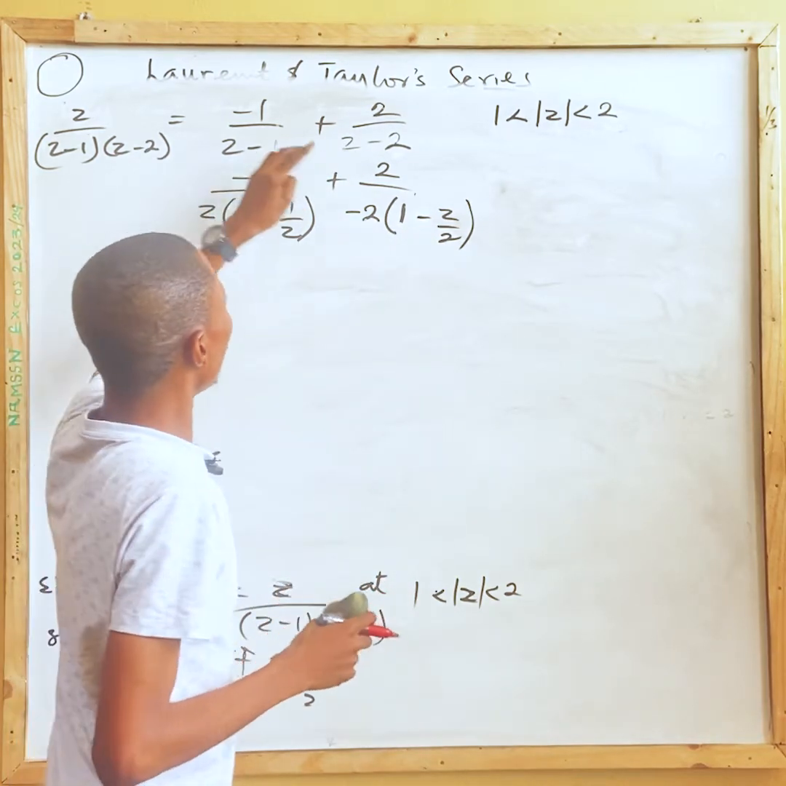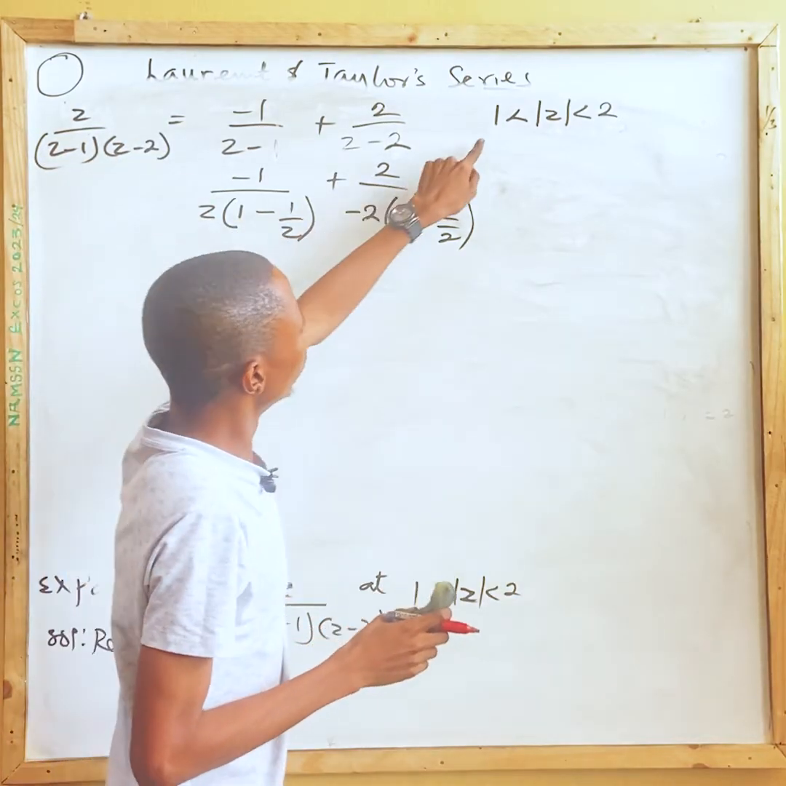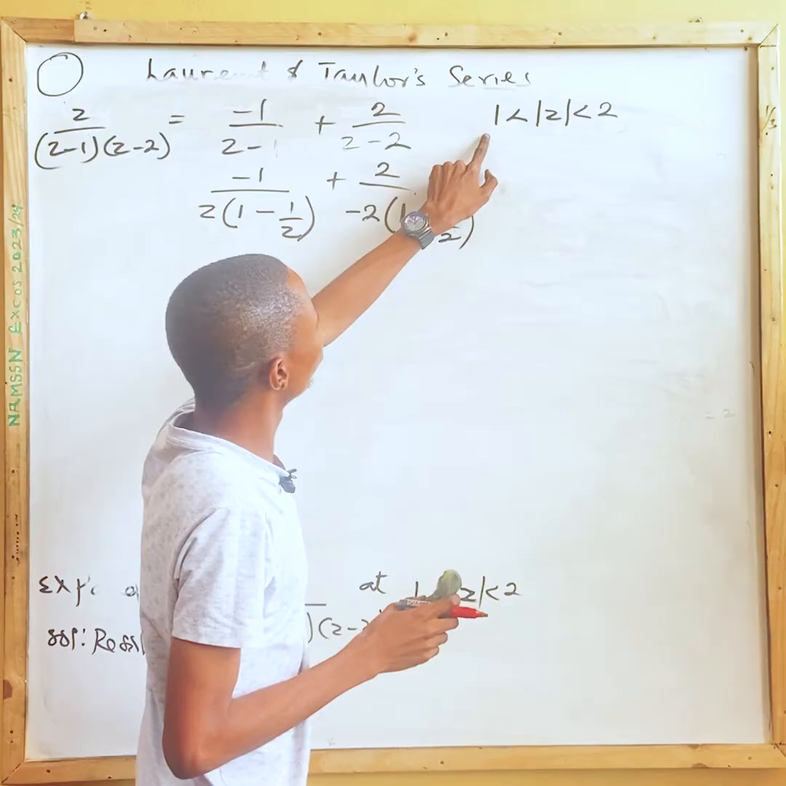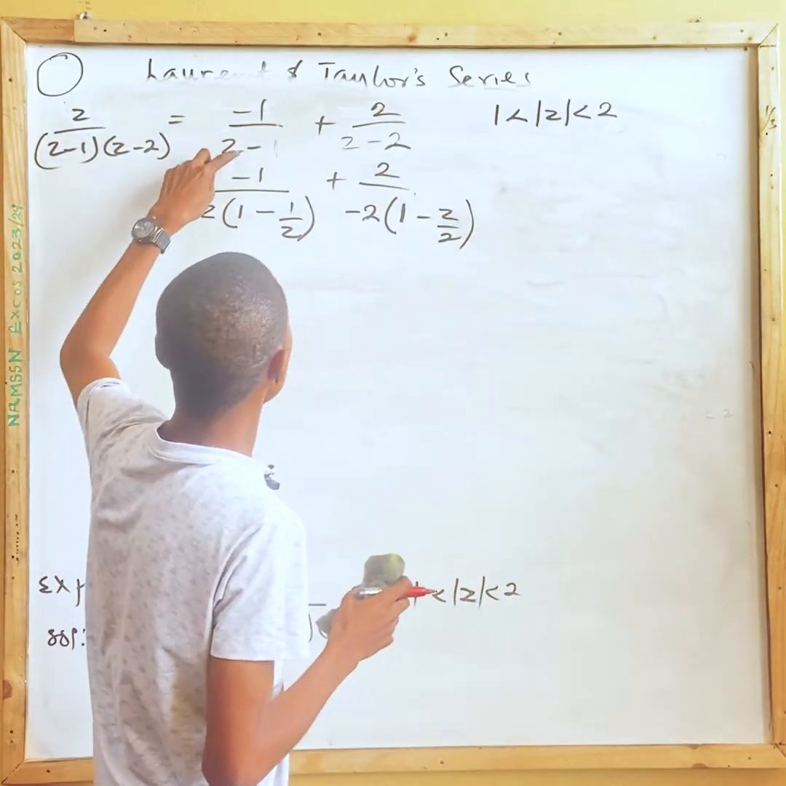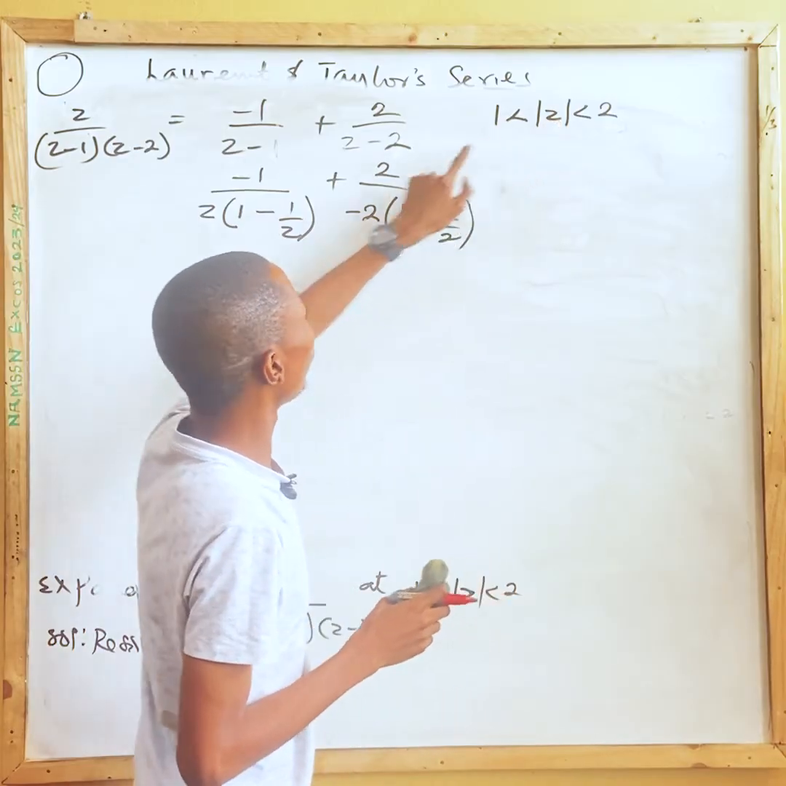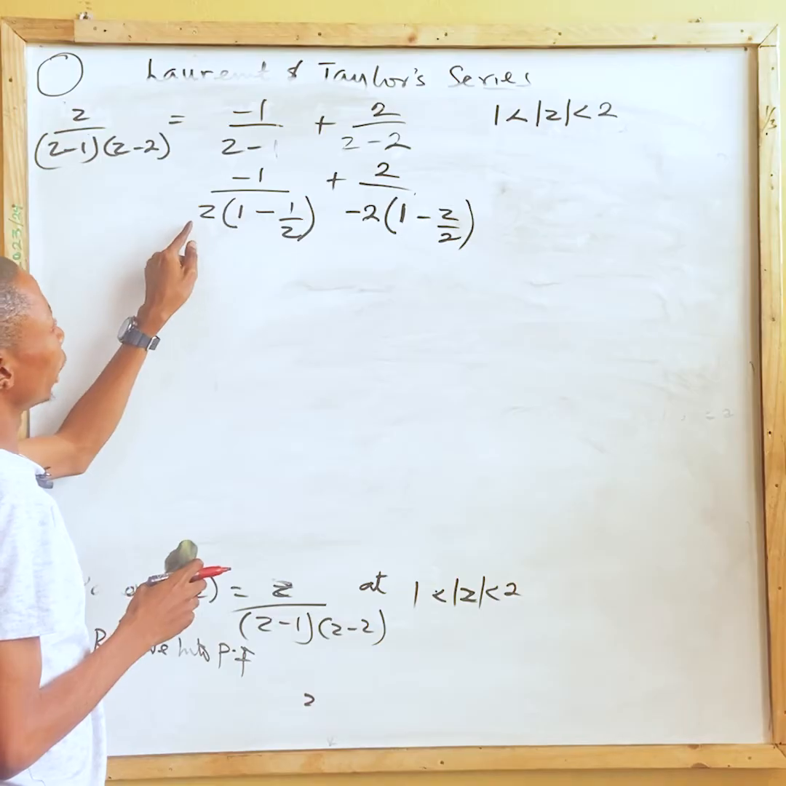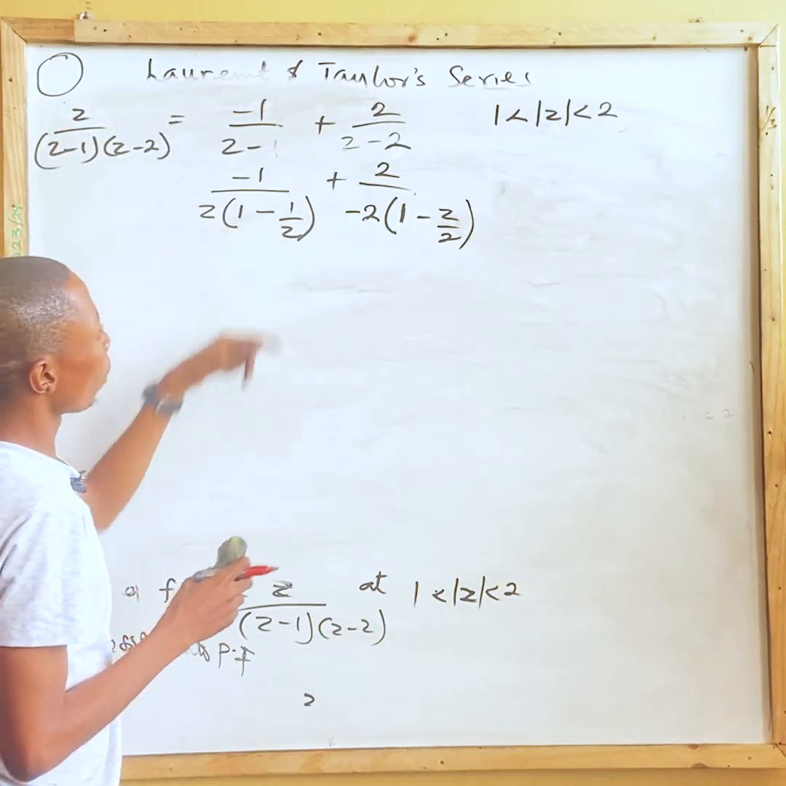Again, whenever you are having a function like this, you first break it down into partial fraction. Then this region of expansion is what you just need to check. In the first one, we have z minus 1. The first one here is 1 less than z. It means that z is greater than 1. From here now, z is the common factor. Z into bracket 1 over 1 minus z.